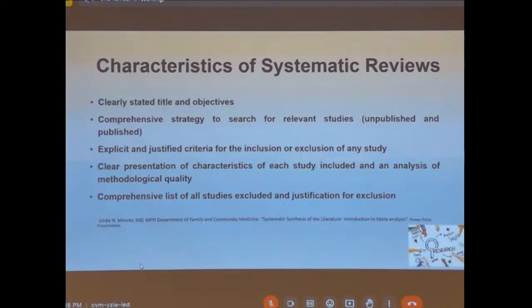What next are the characteristics of this systematic review? Even in systematic review, like in a normal research, you also will have a clearly stated title and objectives, but it will be a comprehensive strategy to search for relevant studies, both published and unpublished. Explicit and justified criteria for inclusion and exclusion of the study will be written. You will make a clear presentation of the characteristics of each study which you have referred, and an analysis of the methodological quality is being done. A comprehensive list of all studies excluded and justification for exclusion will also be given in the systematic reviews.